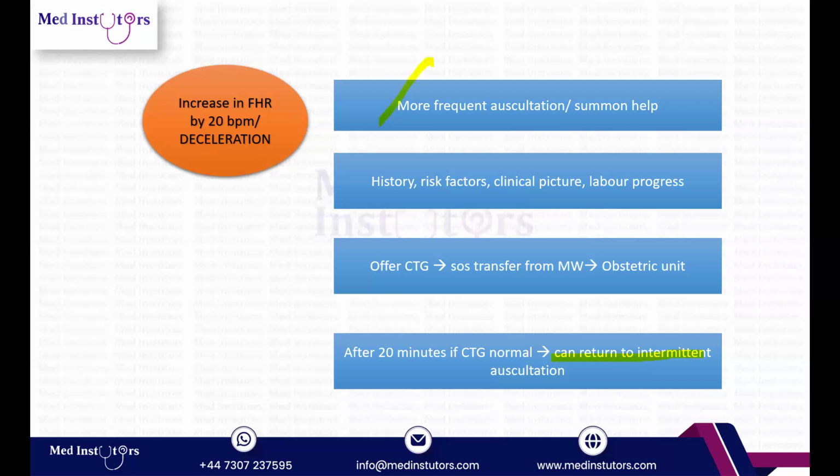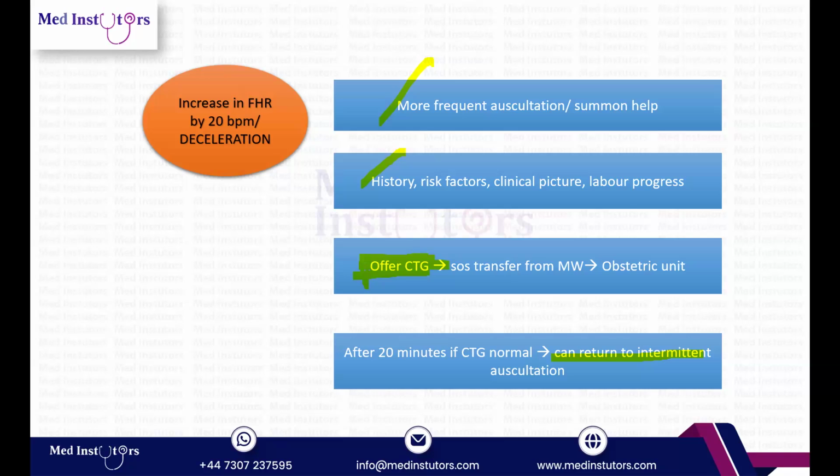You would summon help, do more frequent auscultations, look at the whole clinical picture, offer CTG and transfer if needed. And after 20 minutes on the CTG, if it's normal and there are no additional risk factors, you can offer stepping down to intermittent auscultation. Are we clear so far, guys? I hope all of you have understood till now.